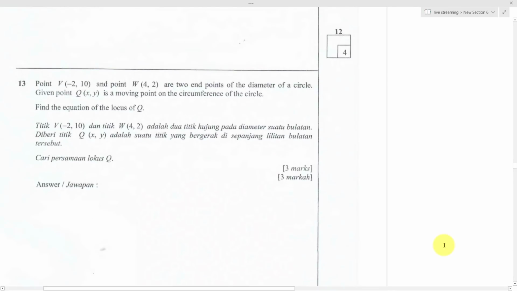Alright, let's have a look at question 13. Yeah, for the question just now, actually it's quite easy. I do not know, explain again. What should I explain?